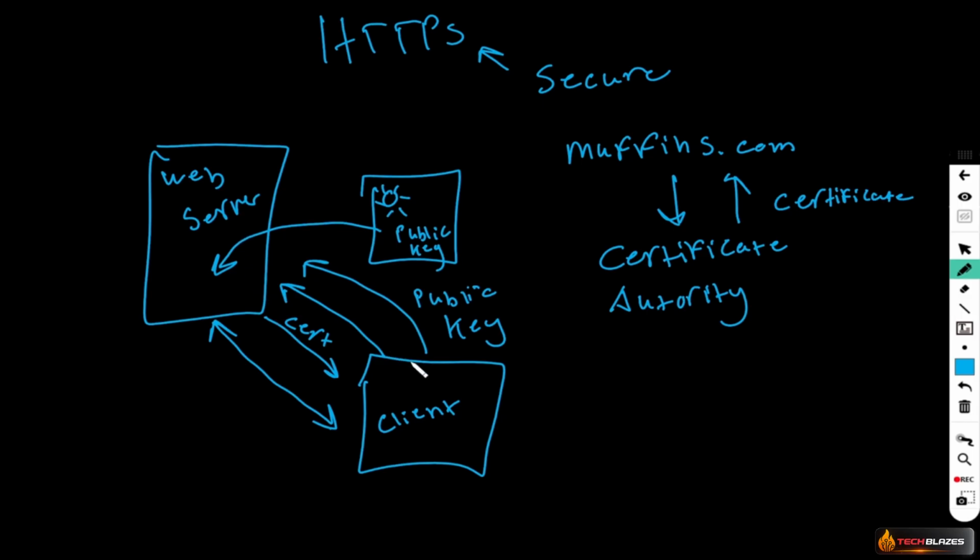So the web server is using the client's public key to encrypt data, and the client is using the public key that was sent over in the certificate to encrypt data. And so the client sends the encrypted data using the web server's public key, and the web server encrypts data using the client's public key. And that's how they communicate back and forth. So the web server is going to have a private key, and the client is also going to have a private key.